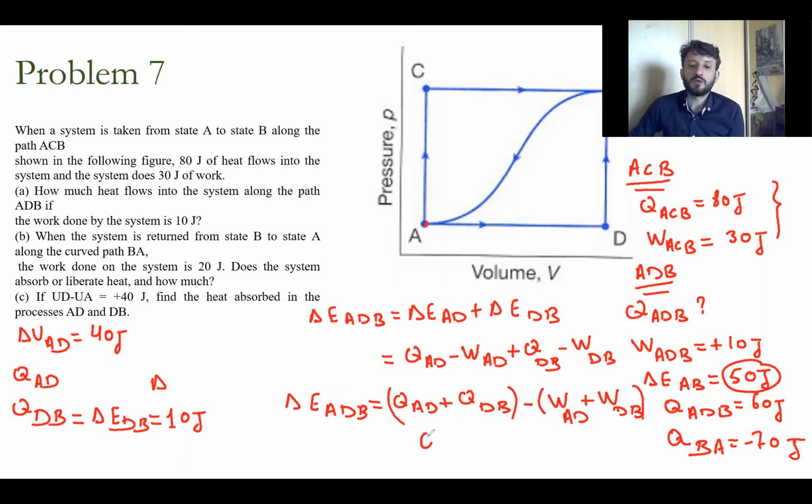So here Q ADB minus W ADB. So Q ADB equals Q AD plus Q DB, and W ADB equals W AD plus W DB. You can do the summation. And delta E ADB equals delta E AD plus delta E DB. You have to know these details. It's very important. You can add the Q values, you can add the works, and so on.